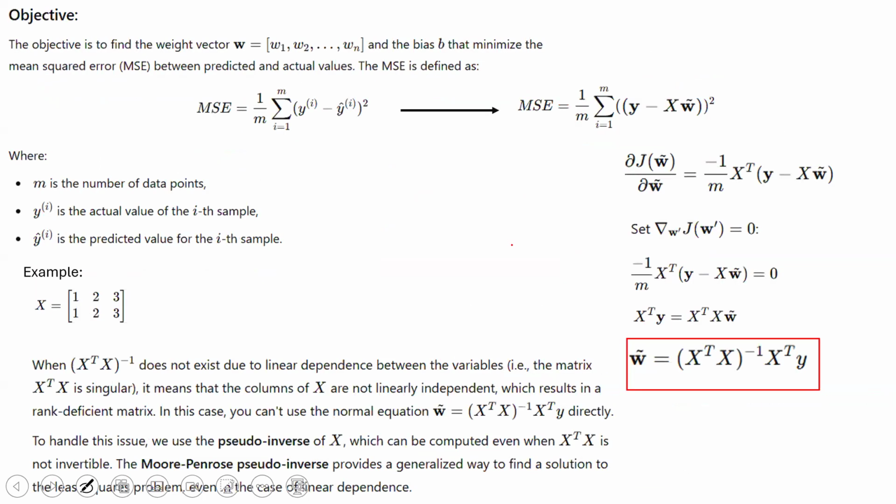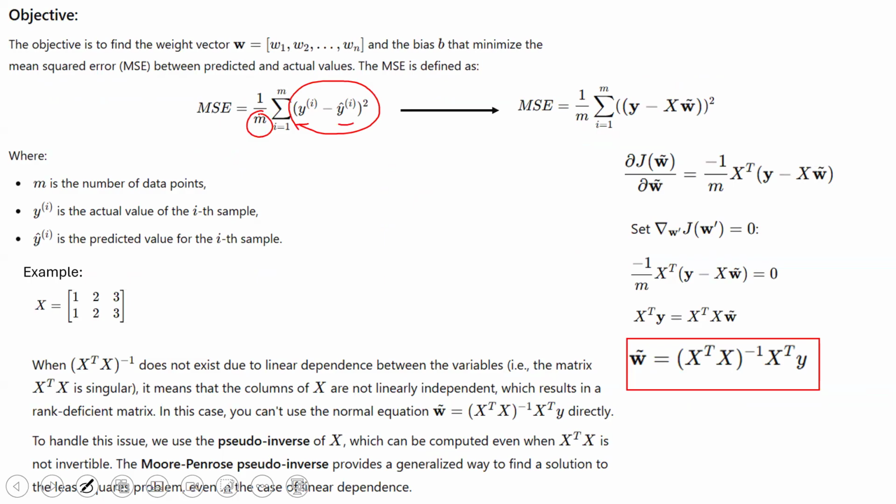Now, what is the objective of linear regression? The objective is to fit a line where the difference between the actual and the predicted is minimal. The sum of squared residuals should be small. You divide that by m because you want to normalize it, so you see it for one point.